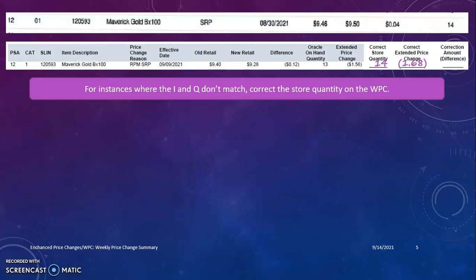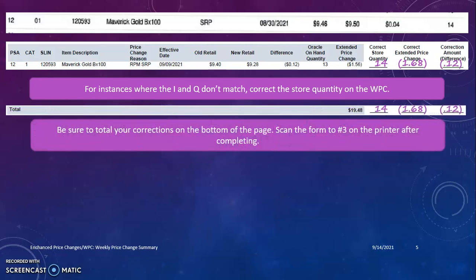I'm then going to write down the correction between my original price, which is $1.56, and my new corrected extended price change, which is $1.68. The difference between the two is 12 cents. So I write that on that line. Then I add up all of my corrections from the WPC, and I carry it. And since this is the only correction I'm making, I carry it all down.